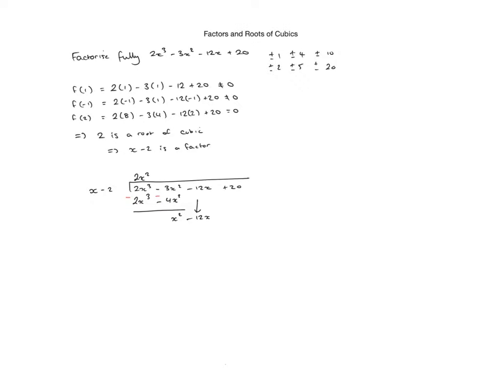So how do I get from x to x squared? I need to multiply by x. Multiply everything on the left-hand side. So I've got x by x is x squared minus 2x. Take them away. So x squared minus x squared is 0, minus 12x minus 2x. So I'm adding 2x, that's minus 10x. Bring down the plus 20.